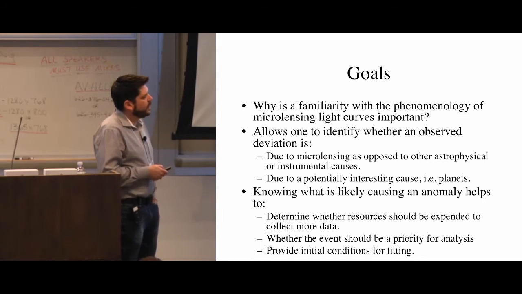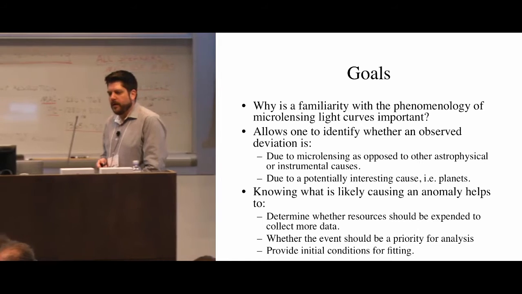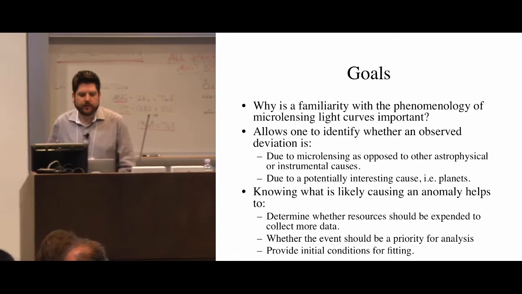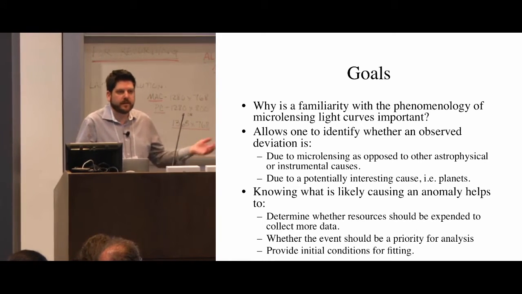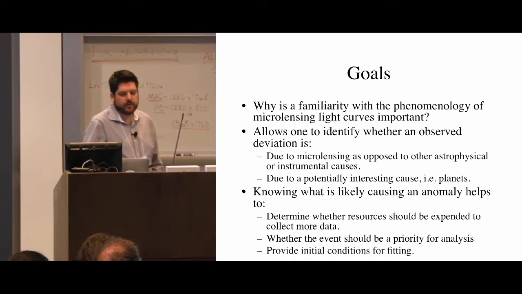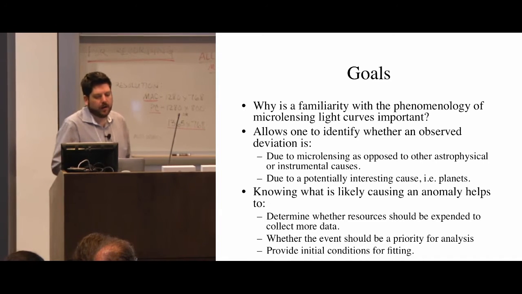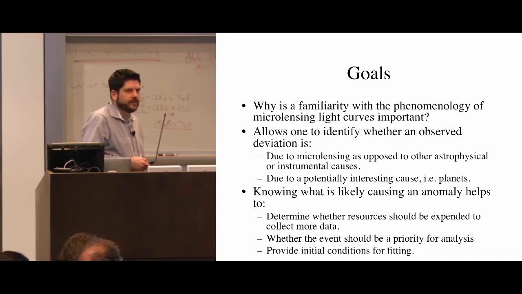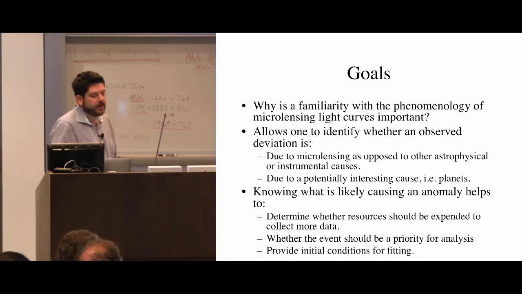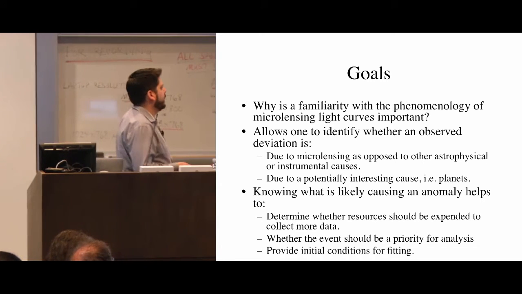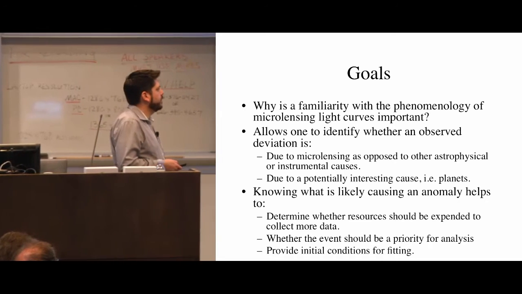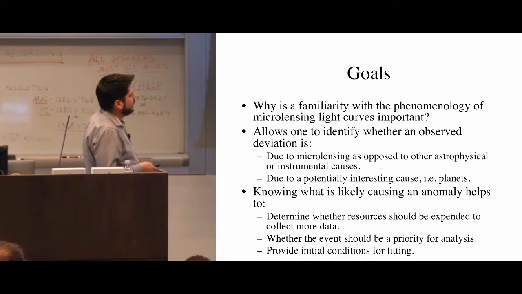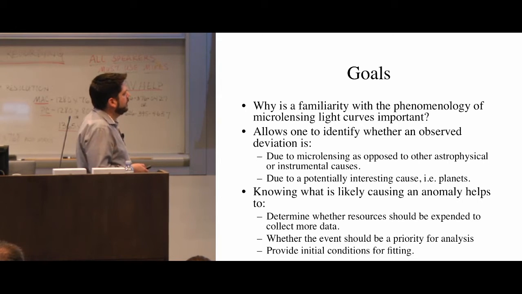This is useful because it allows you to determine what an observed deviation is due to, whether it's due to microlensing as opposed to some astrophysical or instrumental cause, and in particular if it's due to some potentially interesting cause. For example, planets. I'm not saying only planets are, should probably say e.g., not i.e. Only planets are interesting, but that's a lot of what we focus on, is trying to find planets.